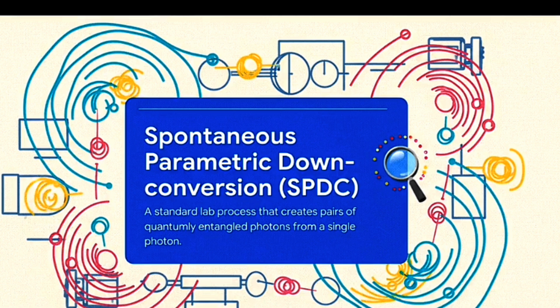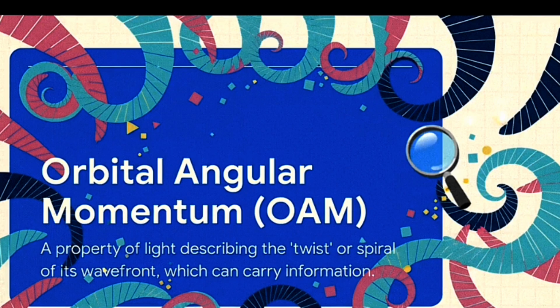It's just standard procedure. Now, the second piece of this puzzle is a property of light called orbital angular momentum, or OAM. A really simple way to think about it is that a beam of light isn't just a straight arrow. It can actually have a shape. OAM is the twist in that shape, almost like its wavefront is spiraling forward like a corkscrew or a spiral staircase. This is a huge deal because it means light can carry information not just in its color or its brightness, but in its physical twisting shape.